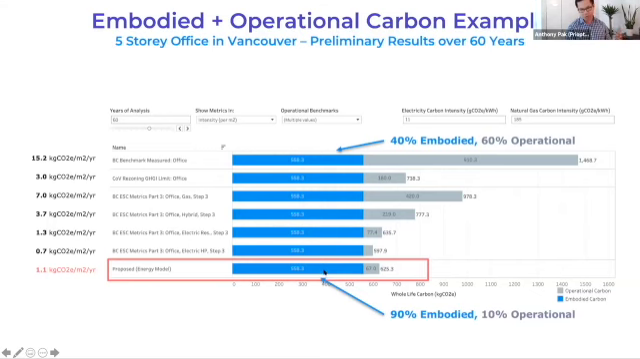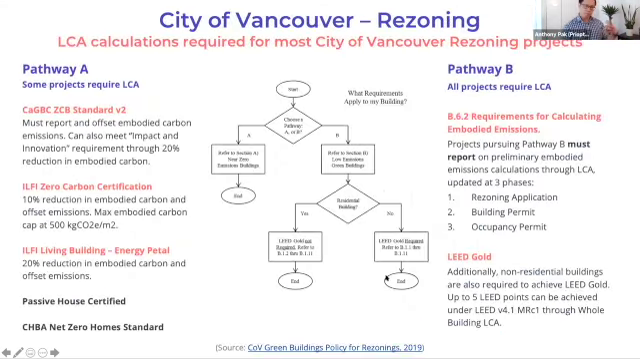So you can see then the embodied carbon becomes 90% of the total emissions. So it dominates. So that's kind of the background context for why Vancouver is looking at embodied emissions, because it's quite significant. Now, back in 2017, they had the rezoning requirement, green building policy for rezonings, which accounts for about half of the new construction in the city.